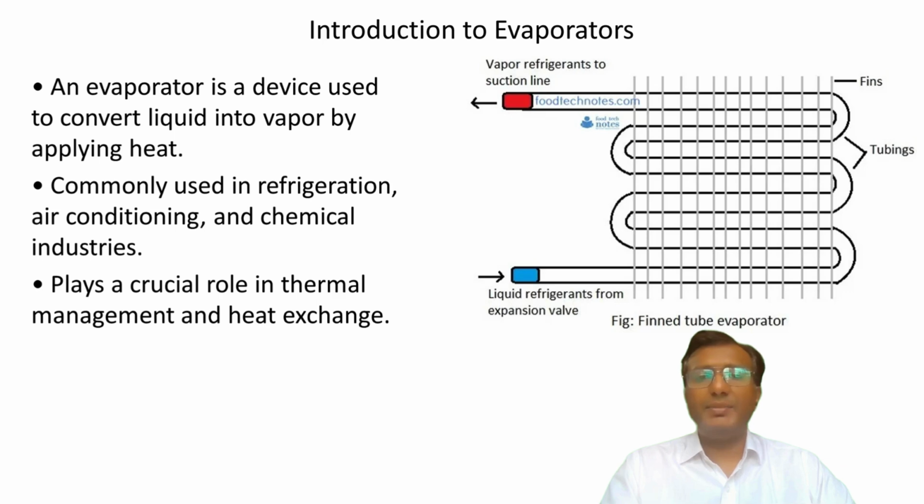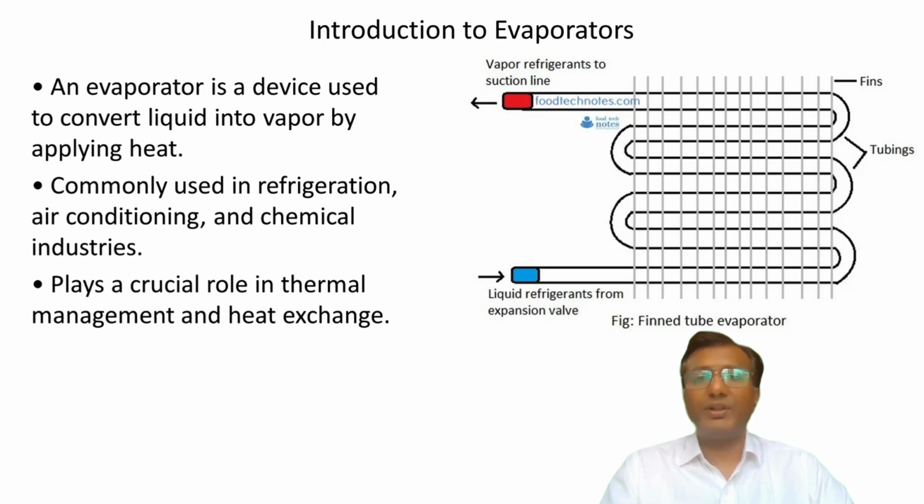Let's begin with the basics of evaporators. An evaporator is a device that transforms a liquid into vapor by supplying heat, a process central to many industries and thermal systems. In refrigeration and air conditioning, evaporators absorb heat from a space, causing refrigerant to evaporate and cool the surroundings. In chemical industries, they concentrate solutions by evaporating solvents.